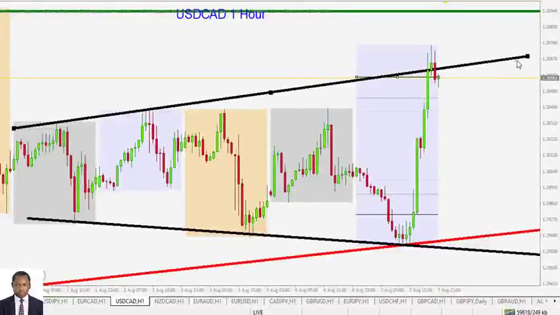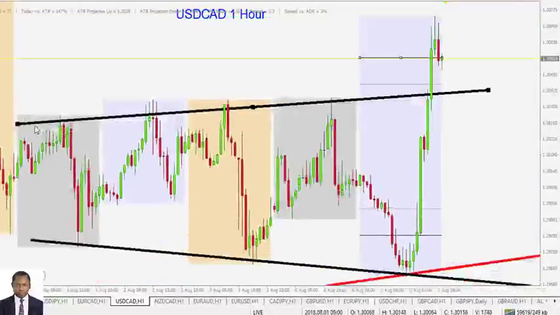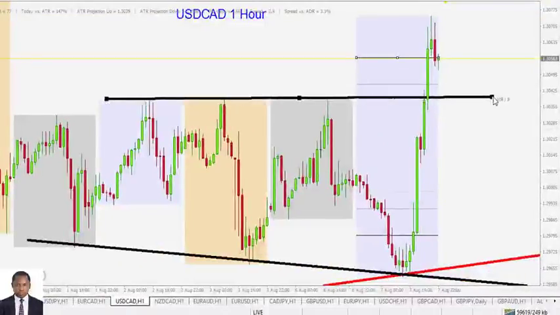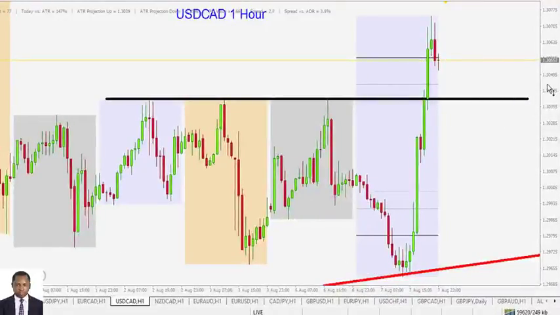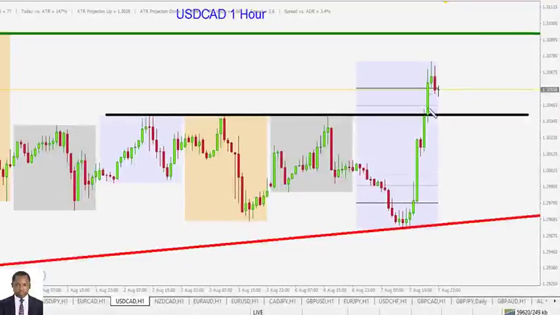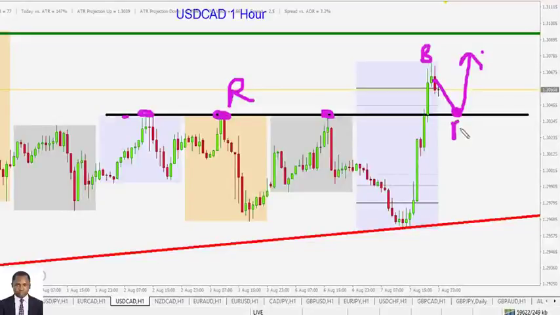This one here has been violated, so we can change this level. We can keep it here. Delete this one. All right, so pull back from here on, push to the upside. This is a good level of support. Former resistance now broken. You need a pullback and a continuation move. That's what should happen for the American dollar against the Canadian dollar.